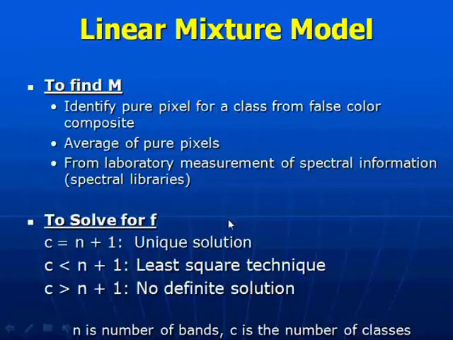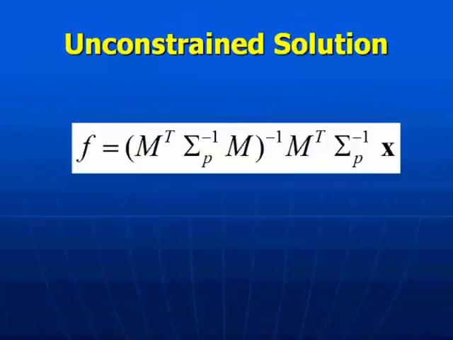If the number of classes is equal to n plus 1, where n is the number of bands, then I get a unique solution. If the number of classes is less than the number of bands, then I will use the least square technique to get the solution. But when the number of classes is more than the number of bands, then I will not get any solution. Fortunately, in hyperspectral images, the number of bands is more than the number of classes, so this algorithm will work very well on hyperspectral data sets for finding the subpixel classification.